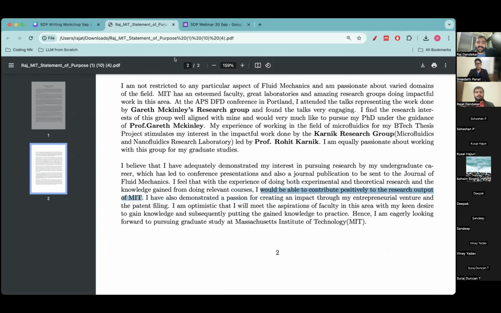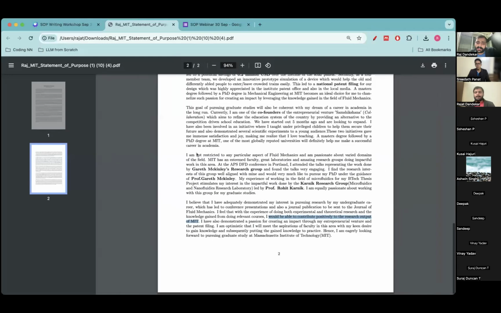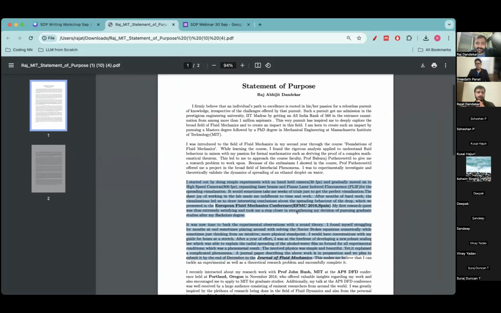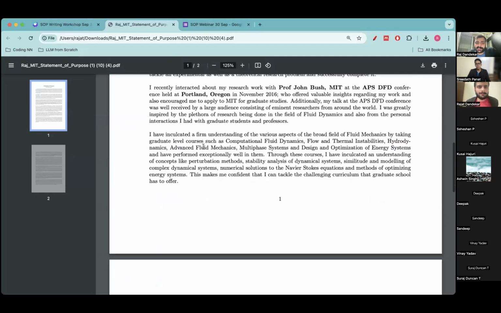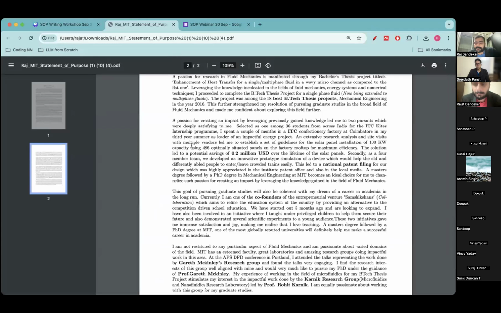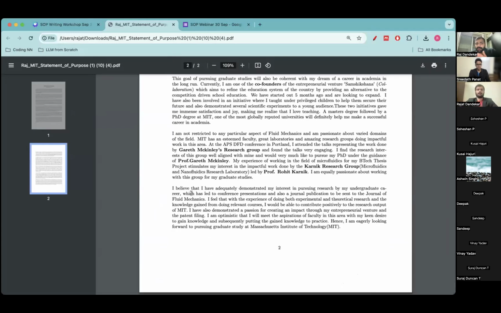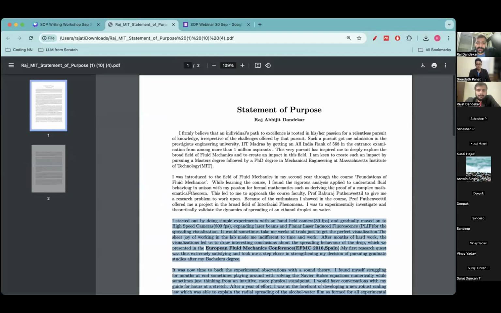So when someone reaches the end of my SOP, they know what my hook is. They know I have published papers in this field. They know I have done courses, and they know that I have a strong profile in fluid mechanics. So naturally, my profile becomes attractive for this university, and that's why I was selected at MIT.